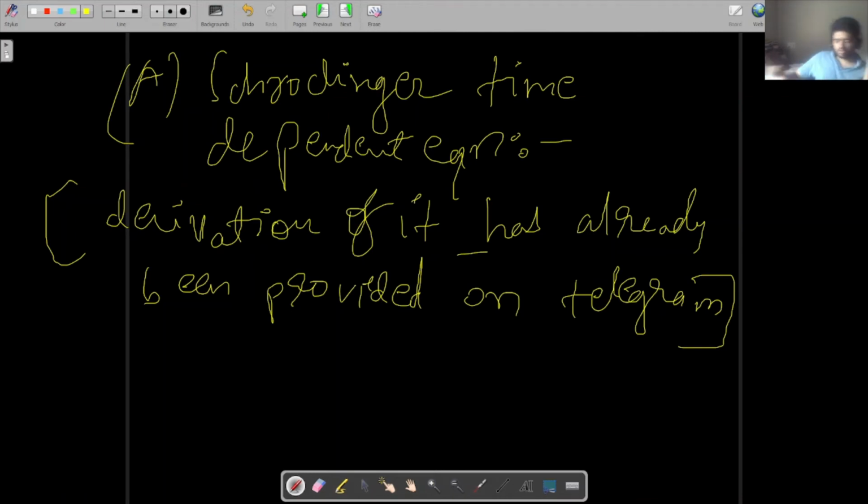I have put his videos on Telegram, and in those videos of Rajendra Prasad sir it has been derived, so you can definitely watch it, and you can also make the notes from there. So derivation of it has already been provided on Telegram, and now we are only going to look at the significance. Now how is it represented? Schrodinger equation is represented like this.